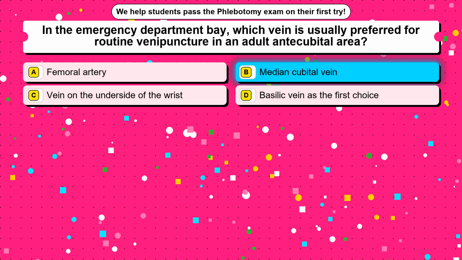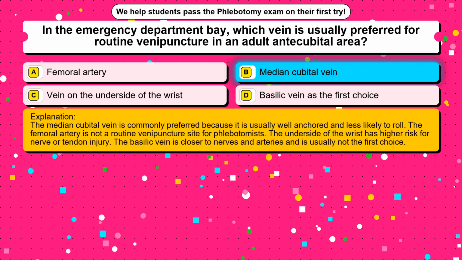The correct answer is option B. Median cubital vein. The median cubital vein is commonly preferred because it is usually well anchored and less likely to roll. The femoral artery is not a routine venipuncture site for phlebotomists. The underside of the wrist has higher risk for nerve or tendon injury. The basilic vein is closer to nerves and arteries and is usually not the first choice.